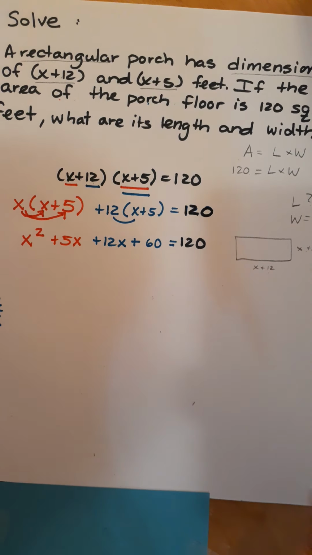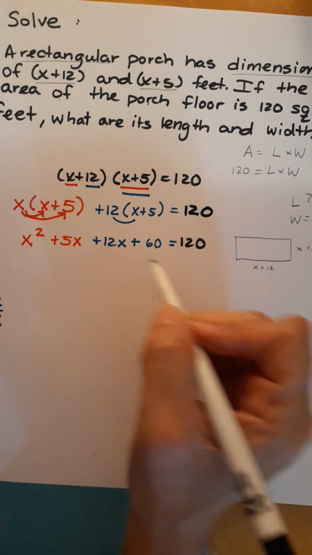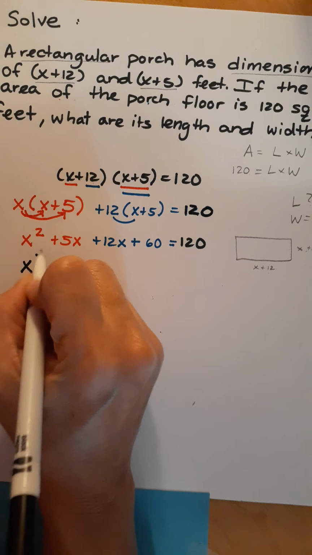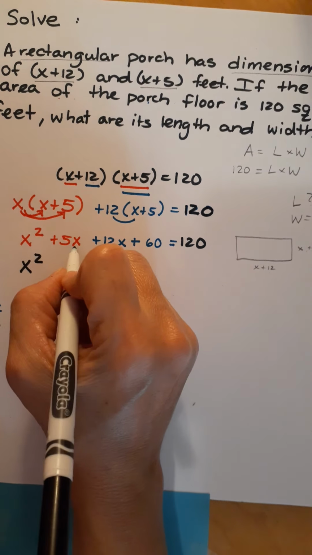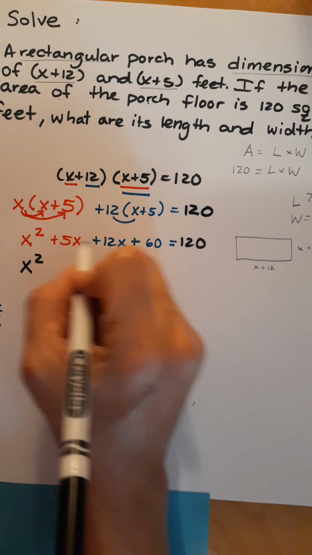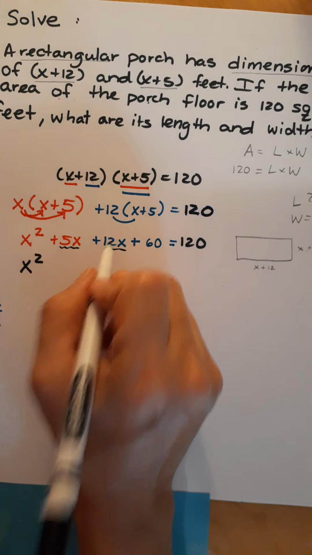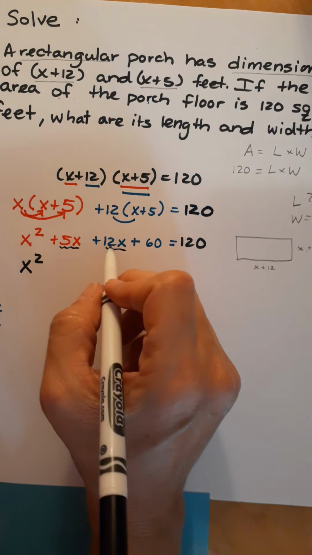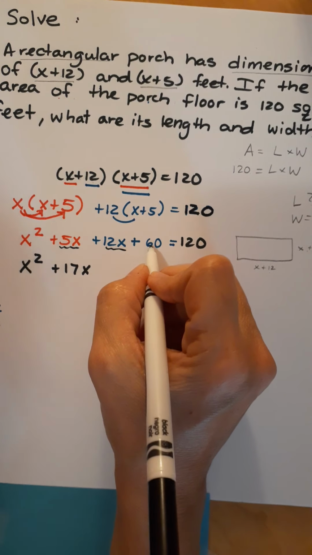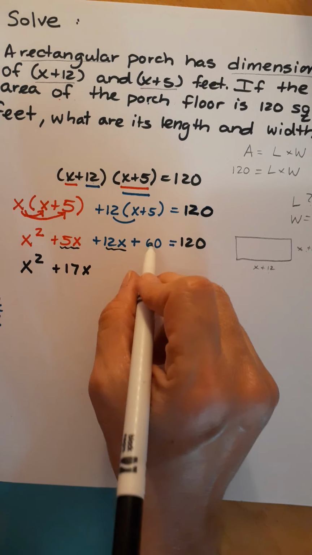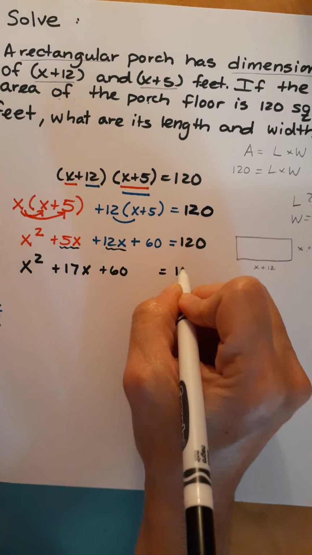Now, we look at our x squared and we say, is there any other like term here that has an x squared that we could add or subtract to it? And the answer is no. There's nothing else with a power of 2 that has x as the base. Okay, so then we look at the 5x and the 12x. Both have an x. They are like terms, and we add the two. So we're going to go ahead and add the two coefficients, the two numbers in front. 5 plus 12 is 17x. Lastly, do we have a number to add or subtract to 60 on this side of the equation? The answer is no, so we just write 60 equal to 120.